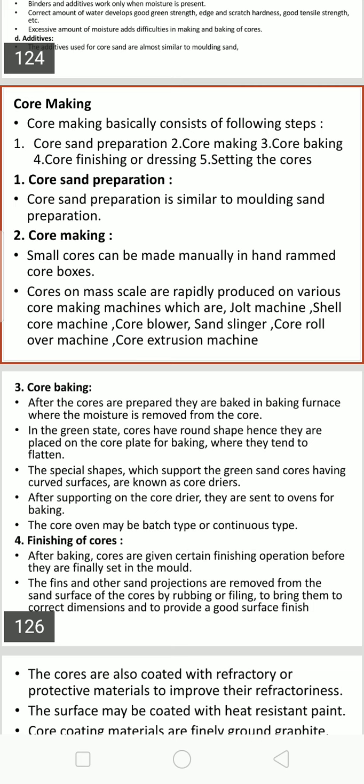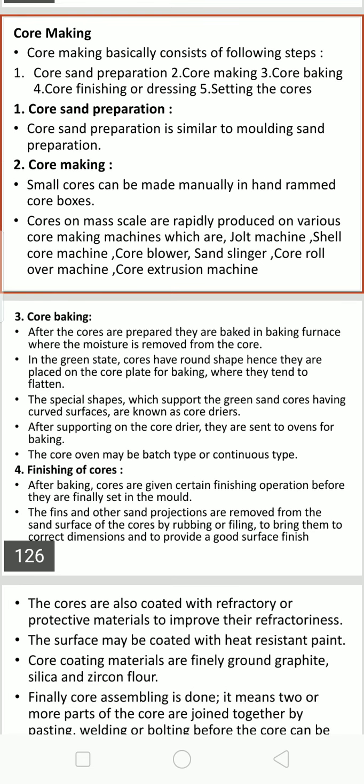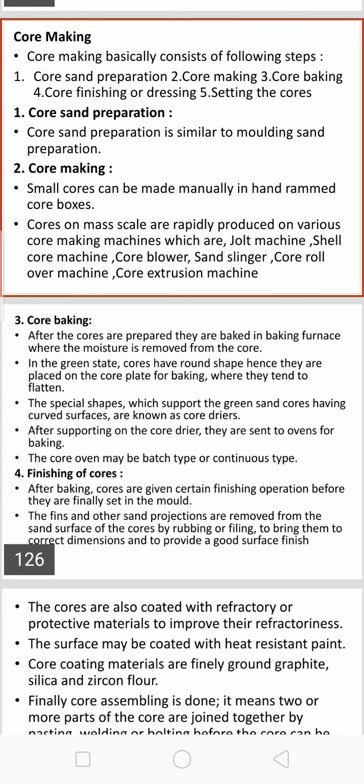The core sand with the binders and additives must be mixed in a roller mixer, roller mills, core sand mixers, or mullers, so as to obtain homogeneity and uniform strength. That is exactly core sand preparation. Core sand, binder, and additives are all added in a mixer or muller, and they are thoroughly mixed with each other to obtain homogeneity and uniform strength.